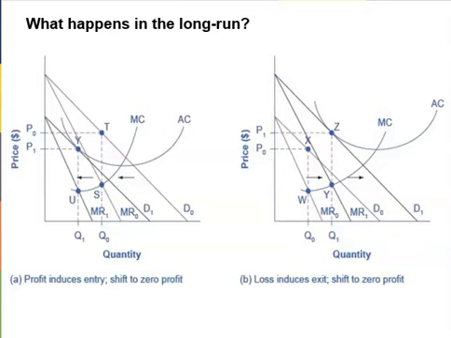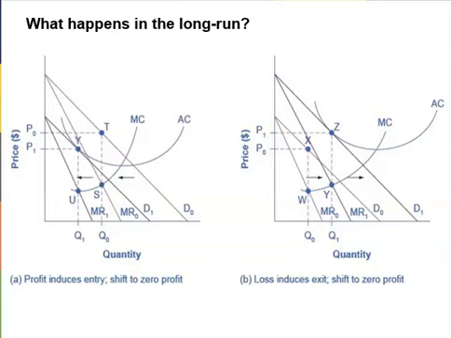In figure B on the right, the opposite occurs. At P0 and Q0, the firm is losing money. If you follow the dotted line above Q0, you can see that average cost is above price. Losses induce firms to leave the industry. When they do, demand for the original firm rises to D1, where once again the firm is earning zero profit. In conclusion, monopolistic competitors can make an economic profit or loss in the short run, but in the long run, entry and exit will drive these firms toward a zero economic profit outcome.